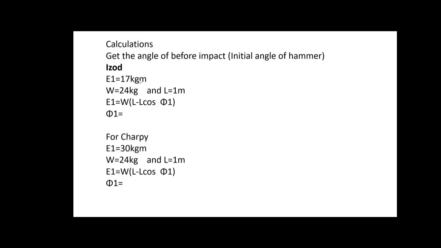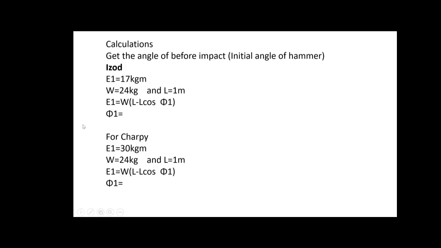So the calculations are very simple. We are using only this equation that I have already told. First of all, either we can read the initial angle from the dial and the final angle also from the dial and calculate the impact value of the specimen. Even without reading the initial angle, we can calculate the phi 1 value. For our machine, the initial energy possessed by the hammer when it is in the Izod position is 17 kilogram meter, and for the Charpy position it is 30 kilogram meter.